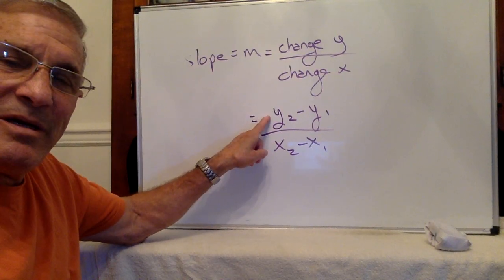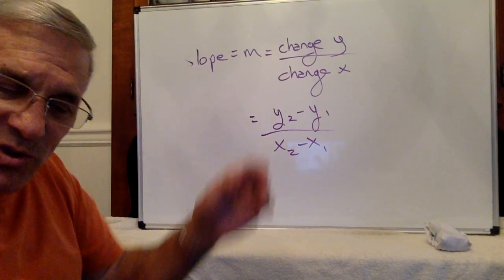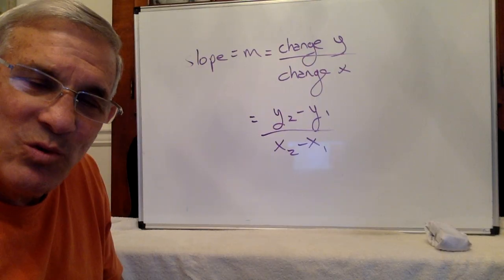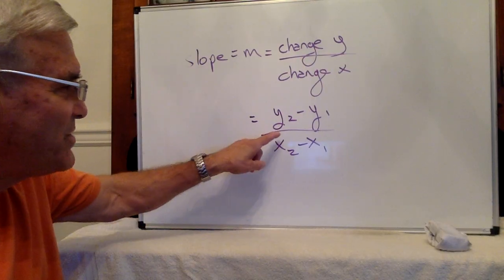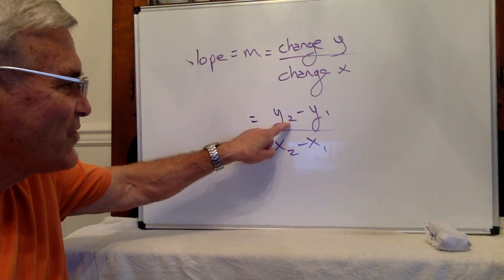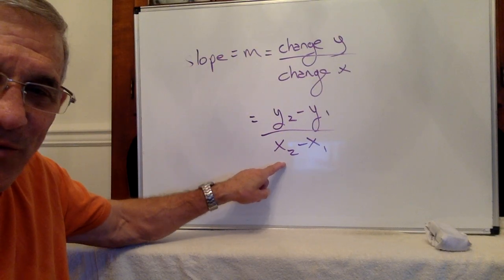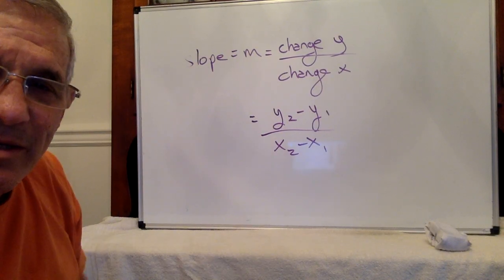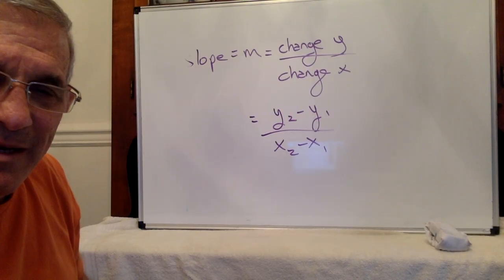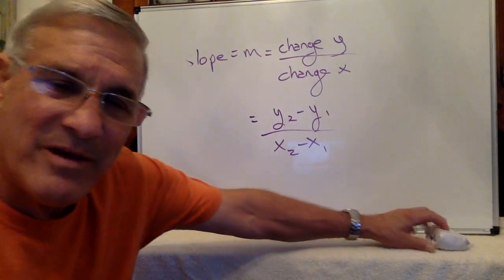It doesn't matter which point you label as x1, y1 or x2, y2, but when you do your subtraction, it has to be in order. y2 goes first on top. That means x sub 2 goes first on bottom. Or what you'll do is you'll get the correct number, wrong sign. If it's supposed to be positive, you'll get negative, and vice versa.